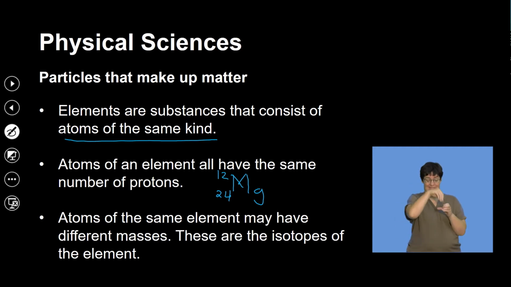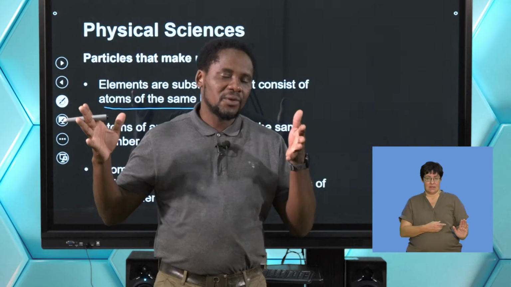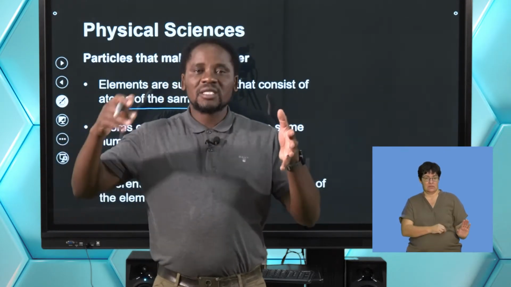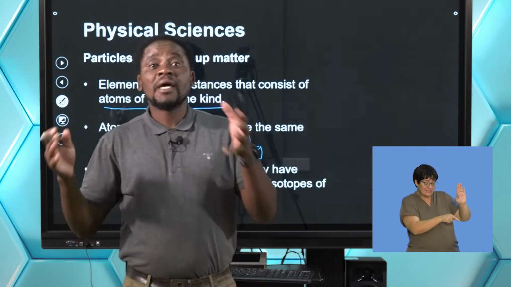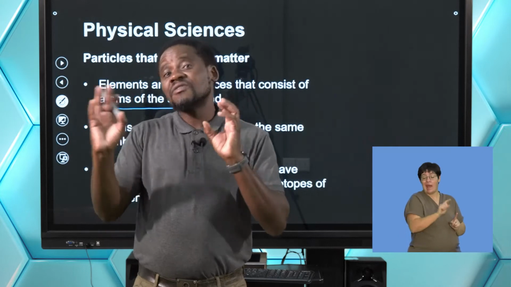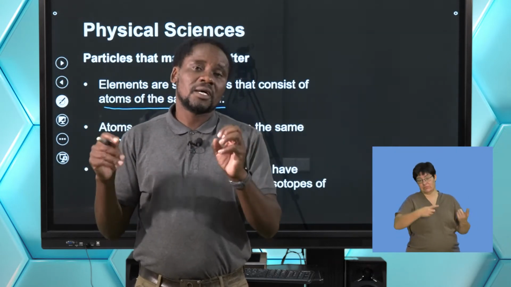So if we talk of elements, they must have the same number of protons. So the number of protons in all magnesium atoms is actually 12. That's what it simply means. And then atoms of the same element may have different masses. This brings us to another dimension to it. Yes, the number of protons is the same, yet the mass will actually differ. The difference arises as a result of the number of neutrons.